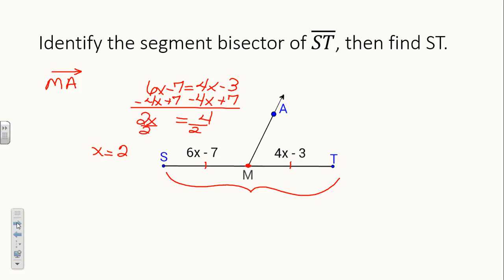So what is 2 times 6 minus 7? Good. 12 minus 7 is 5, right? Okay, if this one is 5, this guy better be 5 too, right? Because they're congruent segments. So if we have 5 on this side for segment SM, and the distance between M and T is 5, what's my distance between S and T? 10.